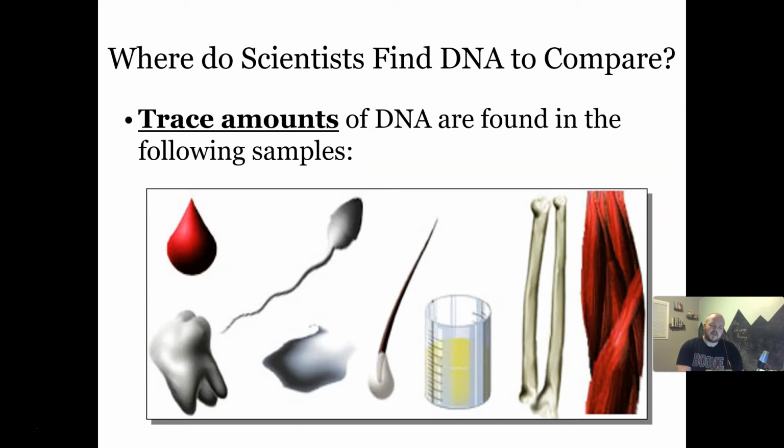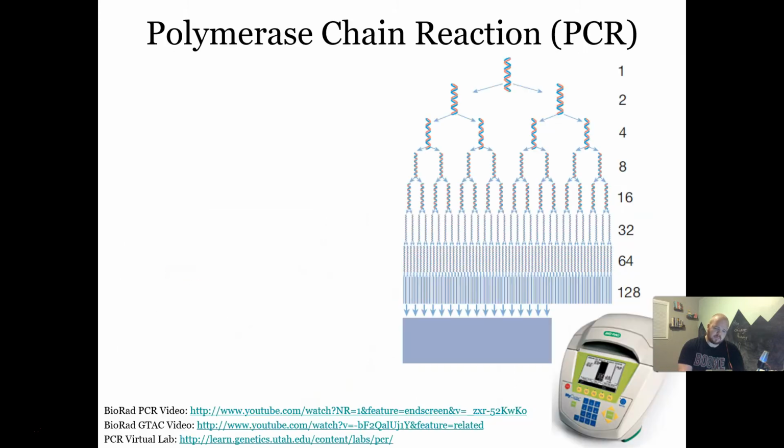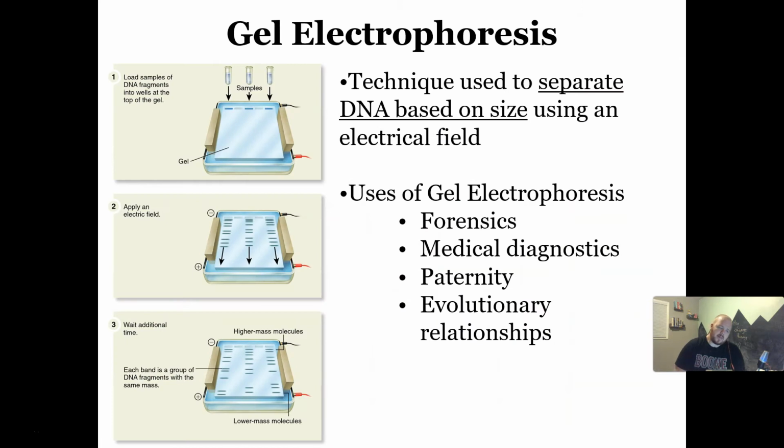And how do scientists find the DNA? Well, they can find trace amounts of DNA in a variety of places: blood, teeth, gametes like sperm and egg, hair follicles, bone cells, muscle cells, and even urine samples, as we see here.